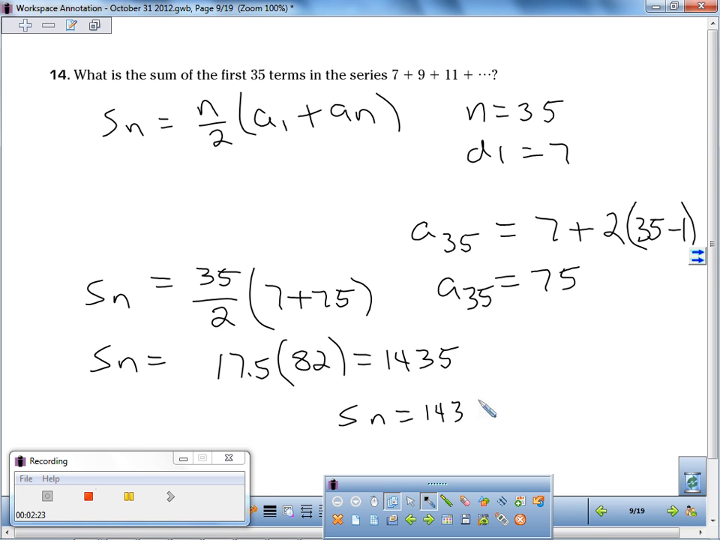So the only difference is you had to go find something first, because you were just given the first 3 terms, but you can find the 35th term based off that information.